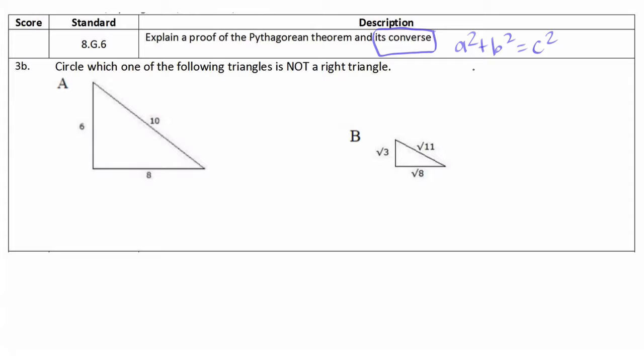So what that also means is that if you have a right triangle, for example, a right triangle here, then if you square the side of A and you add it to the square of side B, you will get the square of side C.